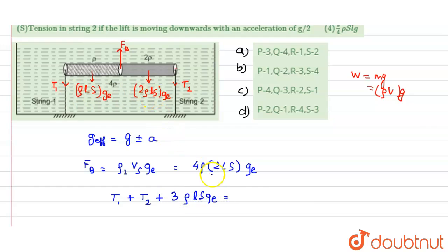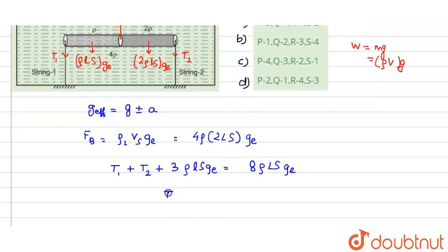This would be equal to the buoyant force which we have already calculated. It would be 8 rho L S G effective. So that means our T1 plus T2 value would turn out to be 5 times rho L S G effective. Let's say this is our equation 1.